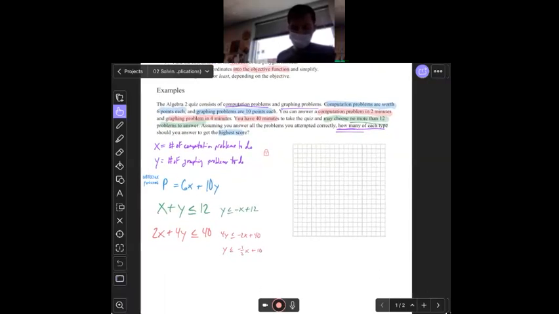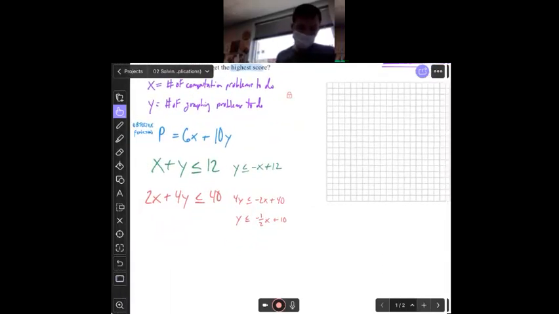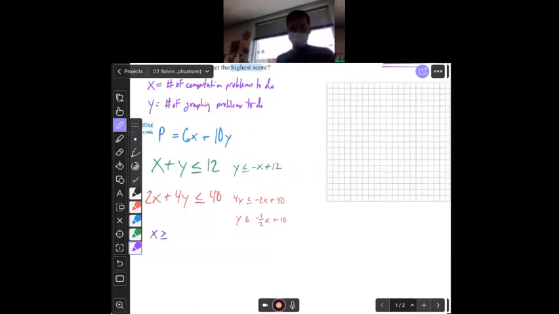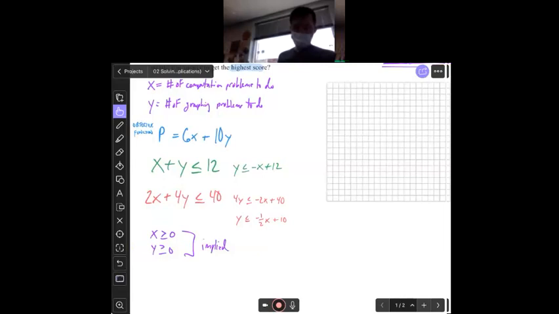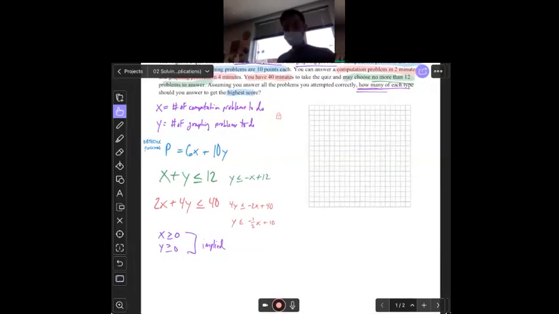There are also two kind of implied inequalities here, that we can't answer negative problems. So x would have to be greater than or equal to 0. And same thing with y. So these are kind of just implied. And it's not that big of a deal if you don't address these. But yeah, we can't have negative problems answered. So again, not a super big deal if you don't put those down, but they are kind of there.